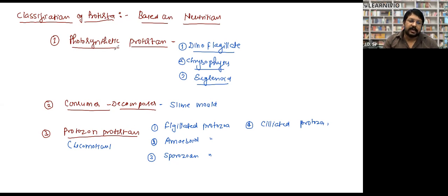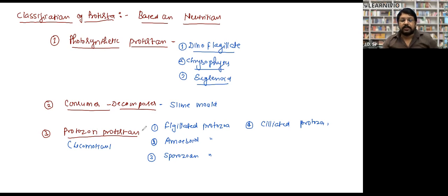In the first category, photosynthetic Protista, they are those eukaryotic organisms which make their own food, meaning they are autotrophs, right? Further, we divide photosynthetic Protista into three subcategories: first Dinoflagellates, then Chrysophytes, then Euglenoids. In the second category, the consumer-decomposer Protista, there is a single subcategory, which we call slime molds. The third type is the protozoans.